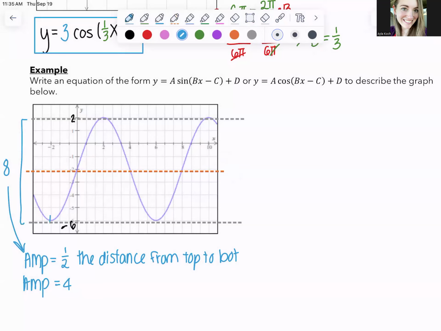So I went up, amplitude of 4, and look, there's 4 units this way as well. So it is the midline. So the next thing we know is that the midline is at y equals -2. And if the midline is at y equals -2, that means that D is equal to -2.